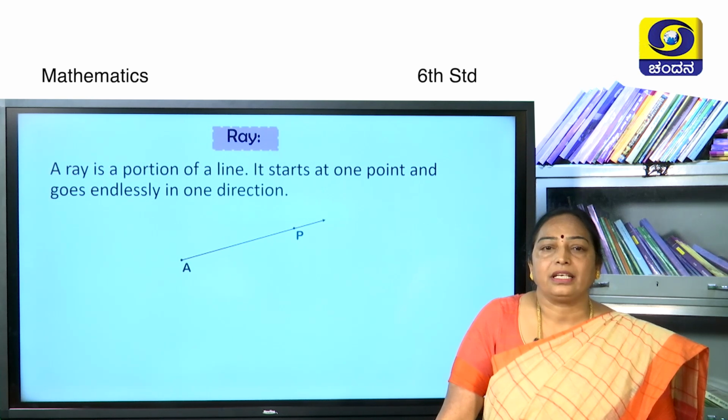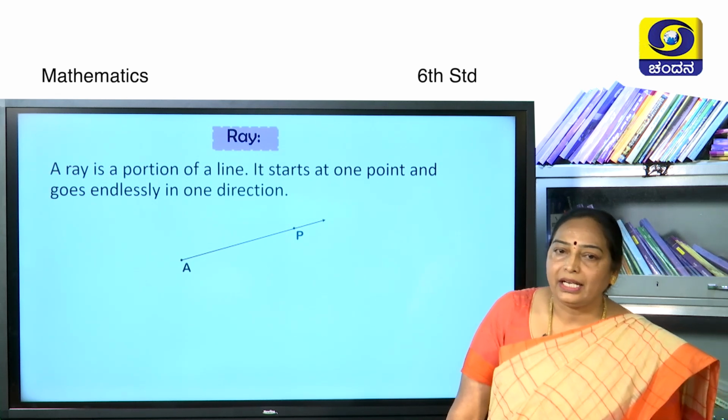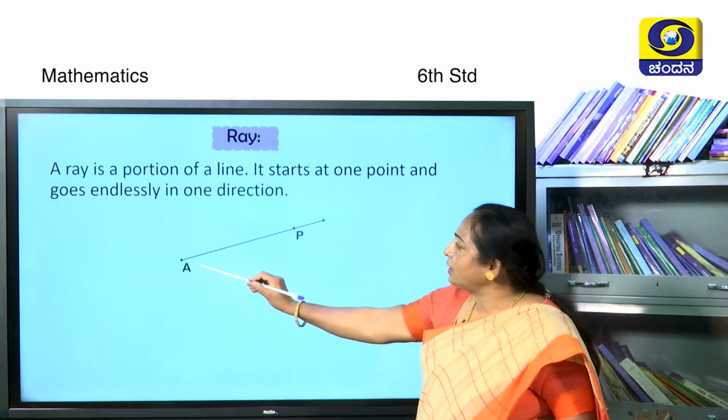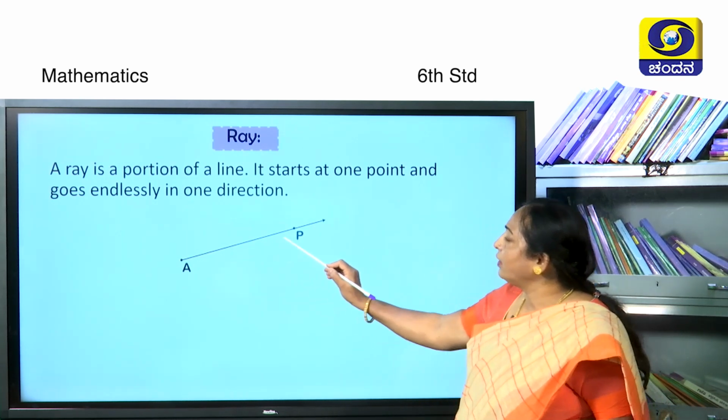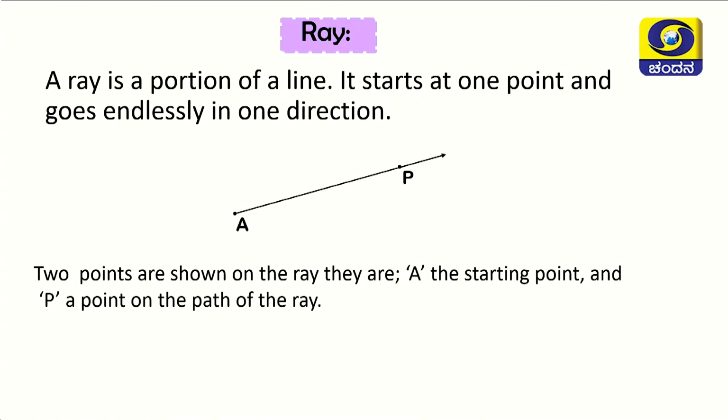A ray is a portion of a line. It starts at one point and goes endlessly in one direction. Here the ray AP starts at one point and goes endlessly in one direction. 2 points are shown on the ray. They are A and P. A is the starting point and P is a point on the path of the ray. The endlessness is shown with an arrow. It is denoted by the symbol, ray AP.